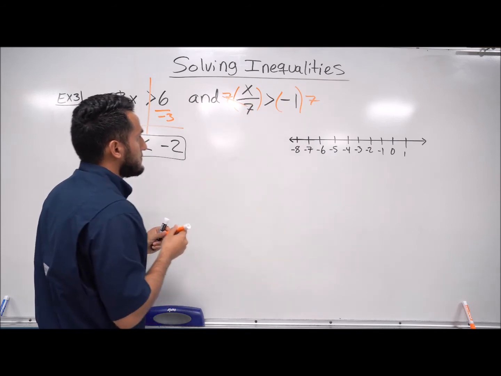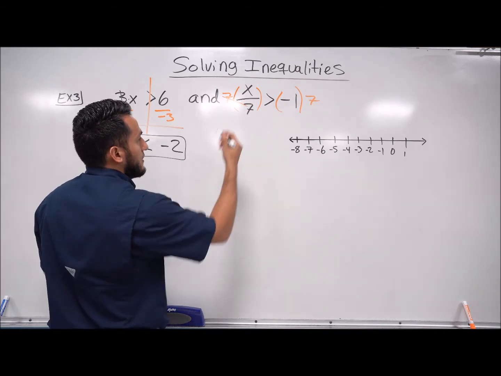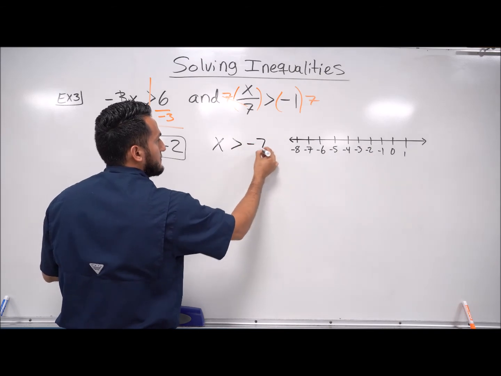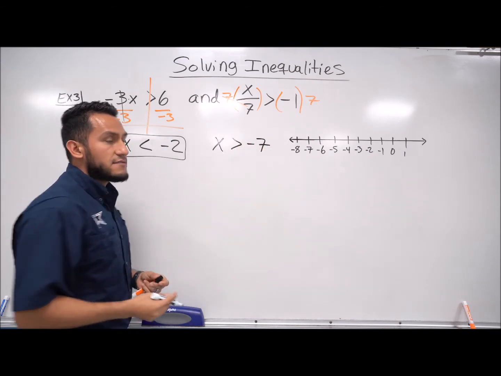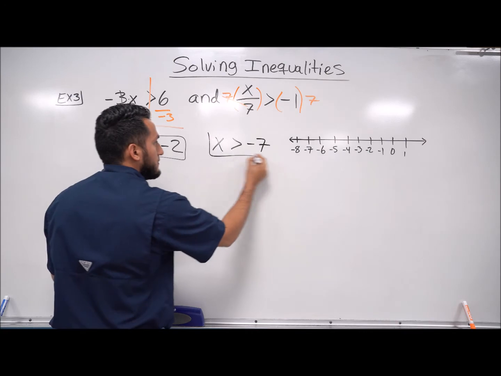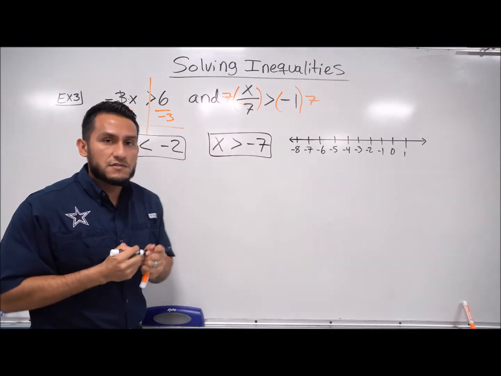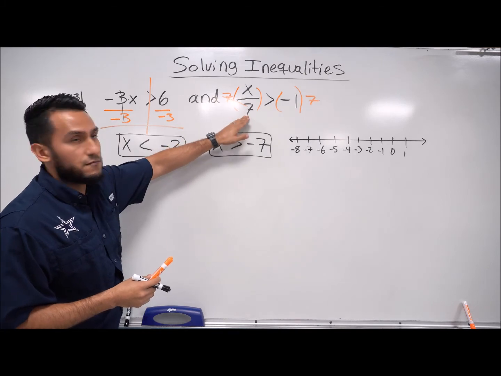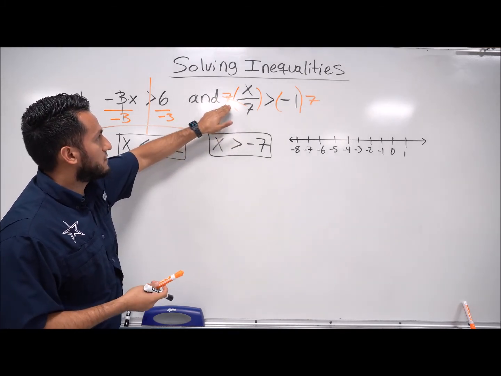These are going to cancel. And so now we're left with x greater than negative 7. The inequality stays the same because here I did not multiply or divide by a negative. I'm getting rid of this 7 by multiplying it with a 7. Okay?